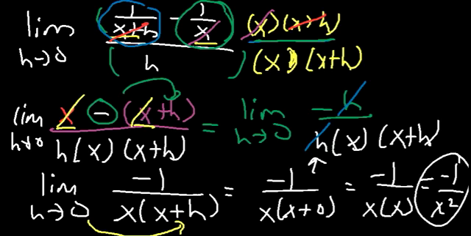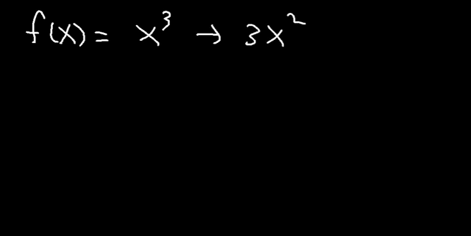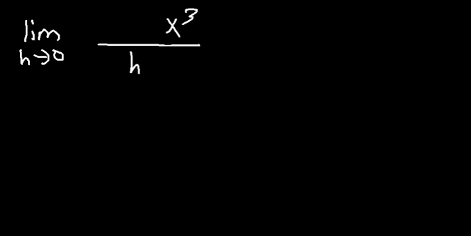So whenever you have a fraction within a fraction, multiply top and bottom by the common denominator of those fractions. So our last example would be the limit process of a cubic function. So we know the derivative of x cubed is 3x squared. So let's prove it using limits. So the limit as h approaches 0 for x cubed, and f of x plus h is going to be x plus h to the third power.